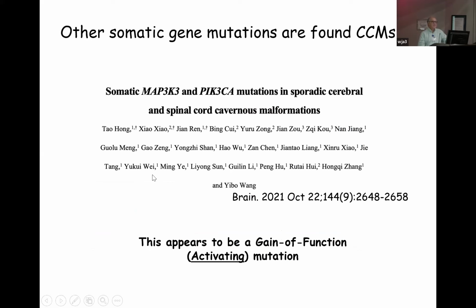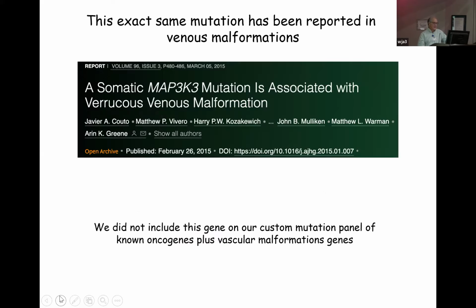When we published this, we noticed that somebody else, at almost the same time, published that they found a few of the PI3 kinase mutations, but they found mutations in this other gene in some of those sporadic cases. We went back and noticed that this gene, MAP3K3, which is the gene encoding MEKK3, but let's call it MAP3K3, is associated with a very obscure venous malformation syndrome.